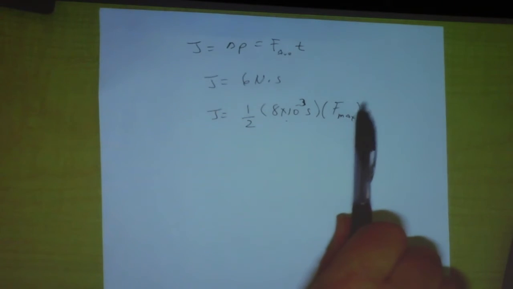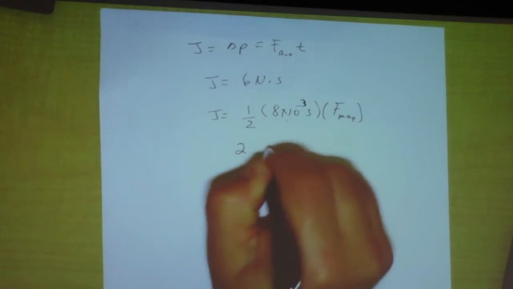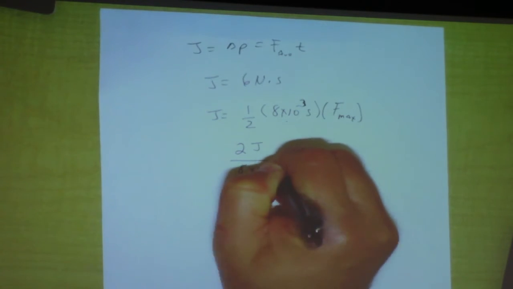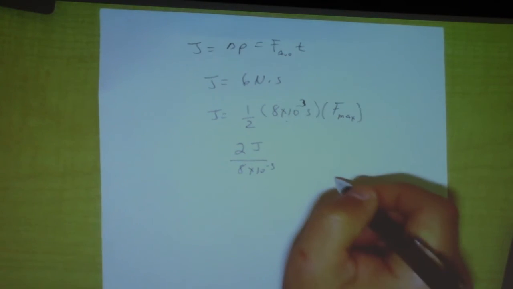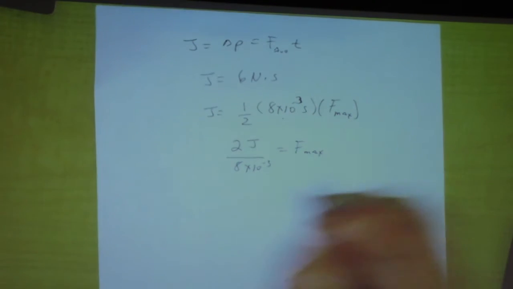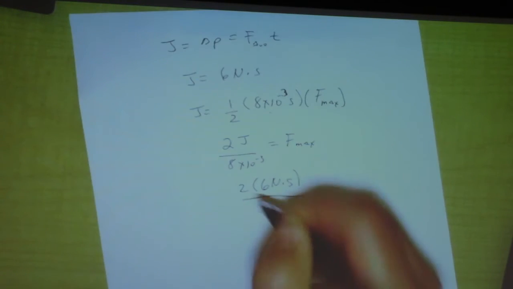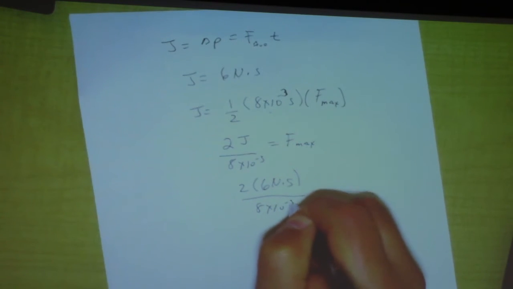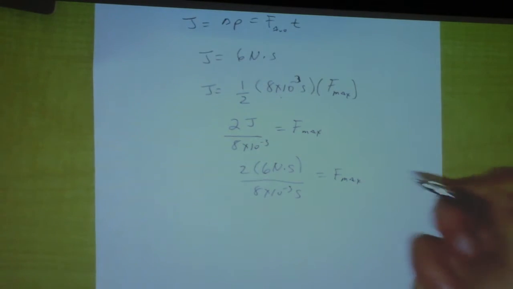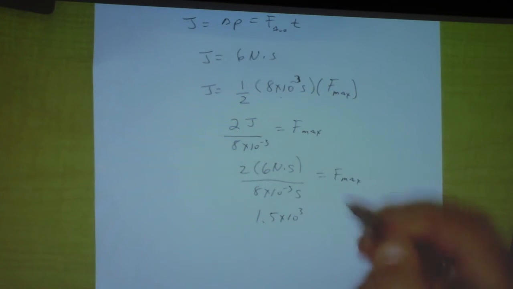So we're trying to figure out the maximum force here. So I have to do a little bit of algebra. 2 times the impulse divided by 8 to the -3rd is F max. So we've got 2 and then 6 Newton seconds divided by 8 to the -3rd seconds is F max. 1.5 times 10 to the 3rd, it looks like, maybe.